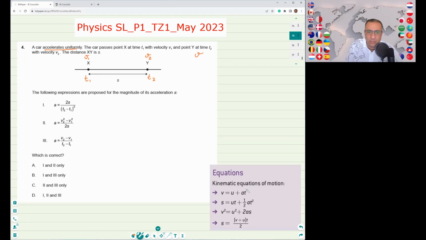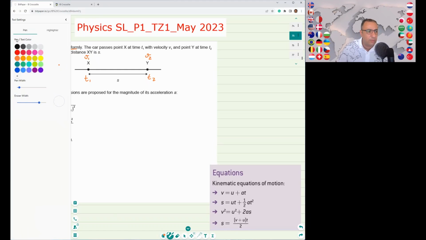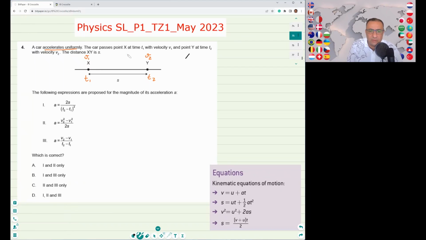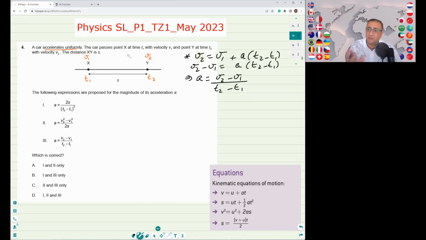So let's use the first equation. Here u is v1, and v is the final velocity, v2. So v2 equals v1 plus a times delta t, and delta t is t2 minus t1. So v2 minus v1 equals a multiplied by t2 minus t1. That implies you can separate for a, which is v2 minus v1 divided by t2 minus t1, which is basically the definition of acceleration, the rate of change of velocity. You can see we got this equation as number 3.